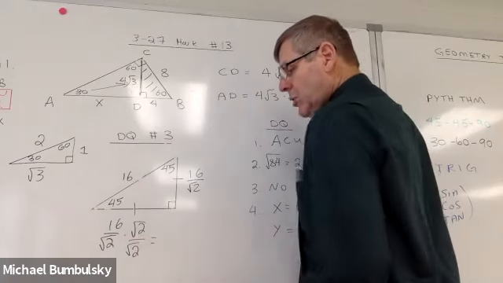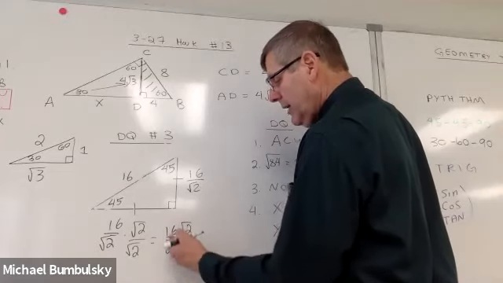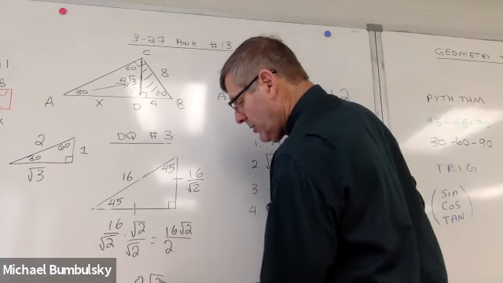Square root of 2 times the square root of 2 is the square root of 4, which is just the number 2. And this is 16 times the square root of 2. 16 over 2 simplifies to 8 radical 2.